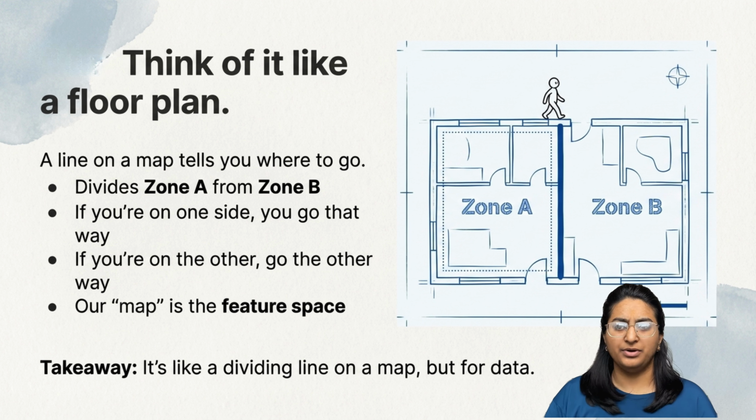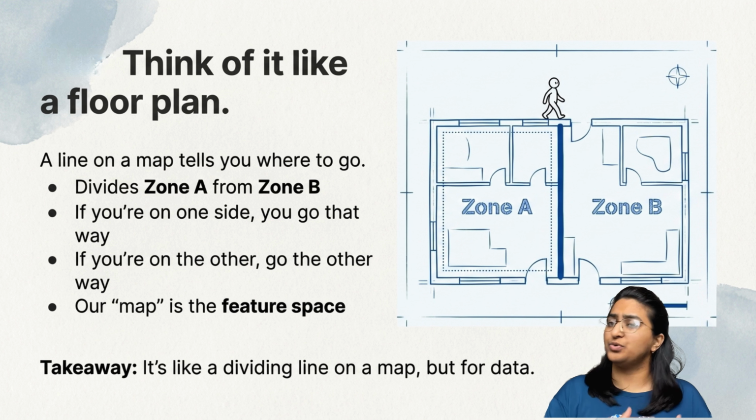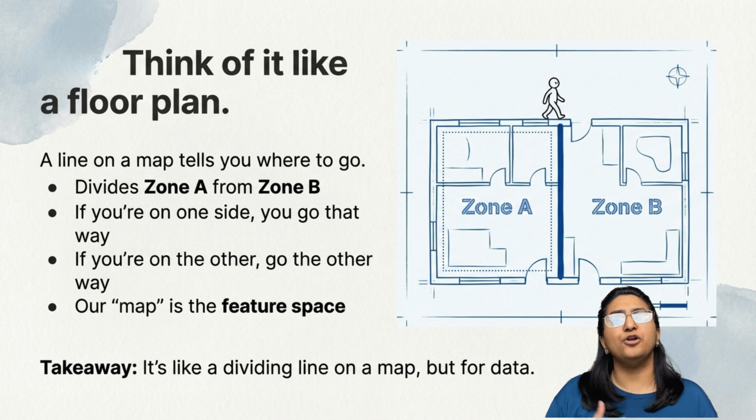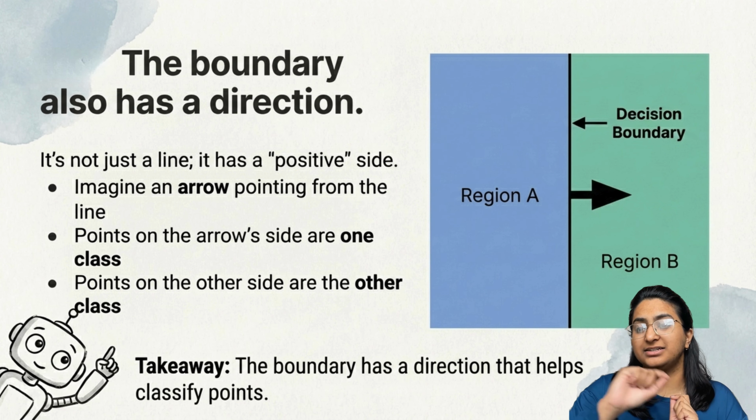Here is a very easy analogy. Think of a building floor with zone A and zone B. There is a divider line. If you are standing in zone A, you follow zone A rules. If you are standing in zone B, you follow zone B rules. In machine learning, our map is not a building map. Our map is feature space. Feature space simply means a world made from your input numbers. So if my features change, does my point move on the map? Yes.